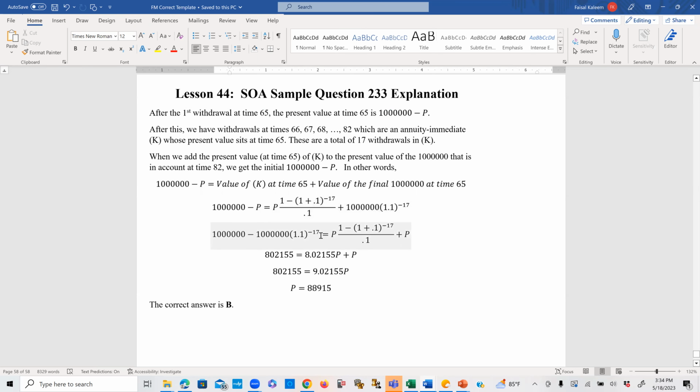Okay. And so this million times 1.1 to the negative 17 gets subtracted, and the P gets added on both sides. This left quantity is 802.155. When we simplify, it's 8.02P, and then plus P makes it 9.02P, and when you divide, you get P equals 88,915. That's choice B.